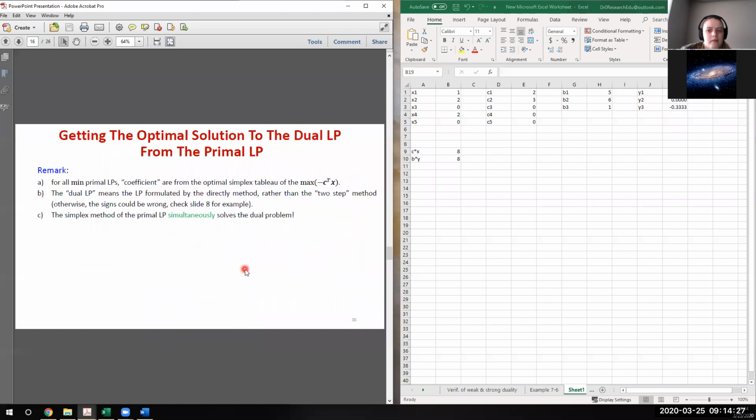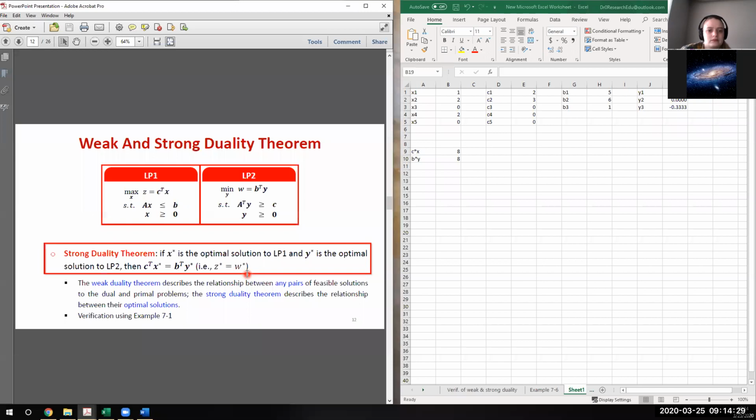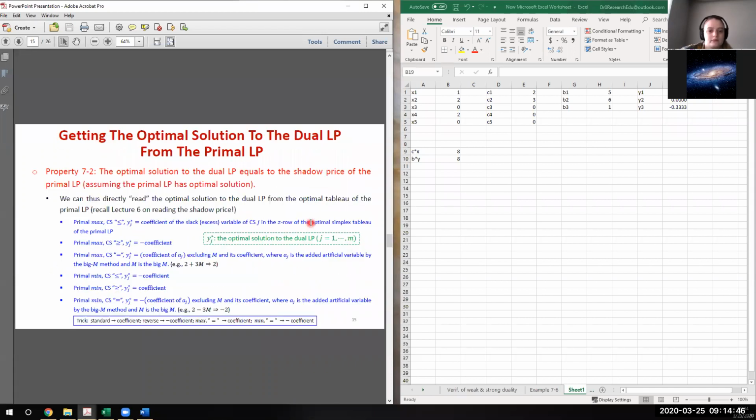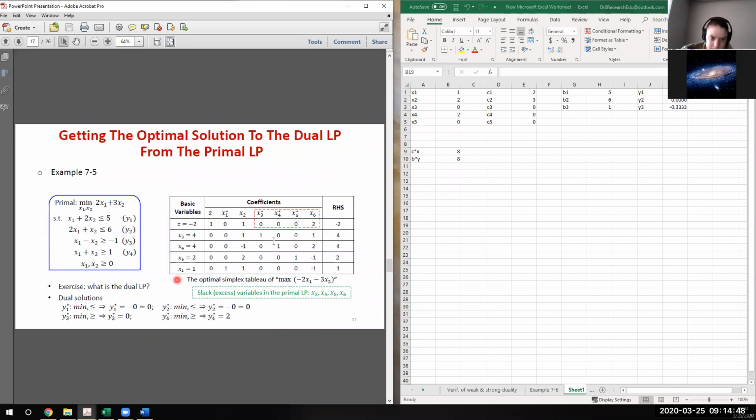Recall the strong duality theorem, okay? The strong duality theorem tells you that if X star is the optimal solution to this LP, usually we define this one as the primal, and Y star is the optimal solution to this LP, then I must have c^T X star equals b^T Y star. But have a look at this example. What is that?